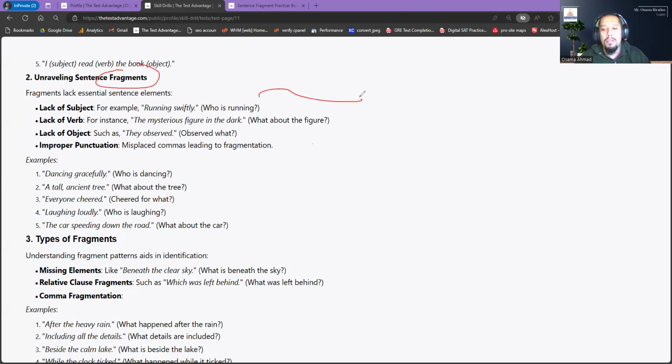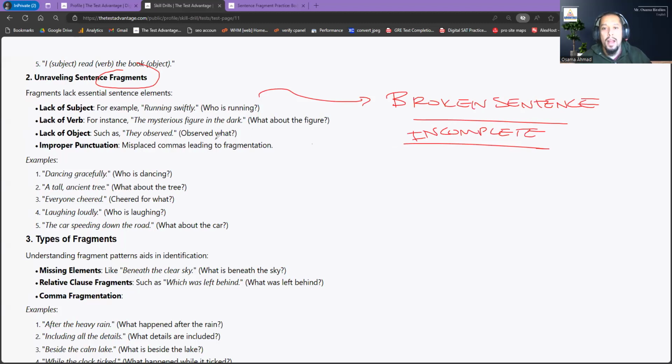Now again, قلنا fragment is a broken sentence. A fragment is a broken sentence. It is an incomplete sentence. So a fragment can be a fragment if, number one, there's a missing subject, there's a missing verb, lack of an object, or improper punctuation. دولت الفور types اللي انتوا تشوفوها. ناقص subject, ناقص verb, lack of object. Lack of object معناها main idea, right? Or a clear idea.